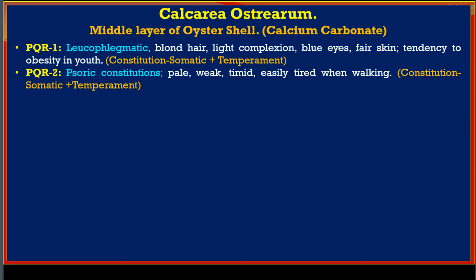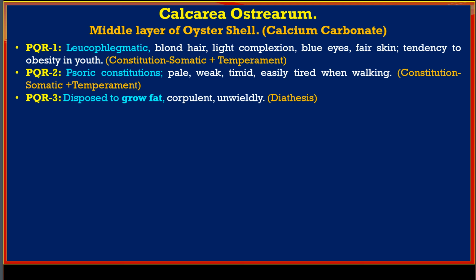Now we go to PQR 2, psoric constitution, pale, weak, timid, easily tired when walking. Again, this small line depicts the constitutional components like physical attributes, which he translates into our miasmatic understanding of the remedy, that this remedy belongs to Psora, predominantly psoric constitution. How can the psoric constitution be seen? They are pale, easily tired when walking, weak people, and timidness is a mental or temperamental attribute. He tells us both the components, mental and physical, here.